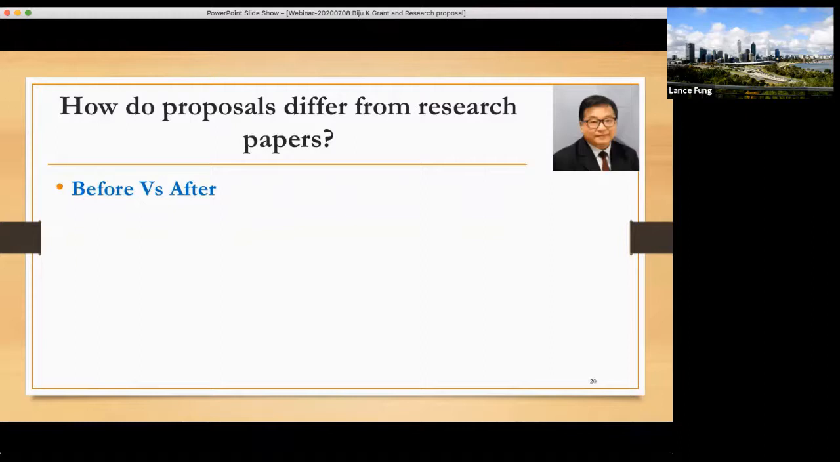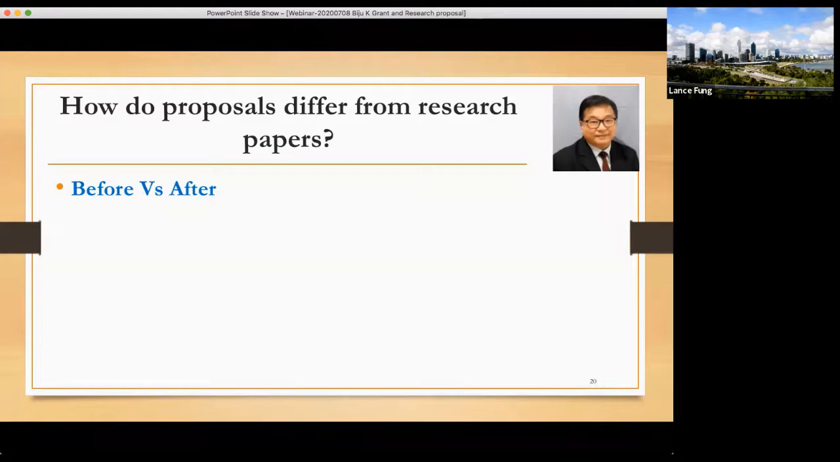Apart from the difference I mentioned earlier in terms of acceptance rate and success rate, first of all, one is before and one is after. What does that mean? When you write a research proposal, you are proposing something you are going to do. You are asking for either permission to do the project, or support. This is where you ask for grant money, all those things. In other words, the work hasn't been done yet.